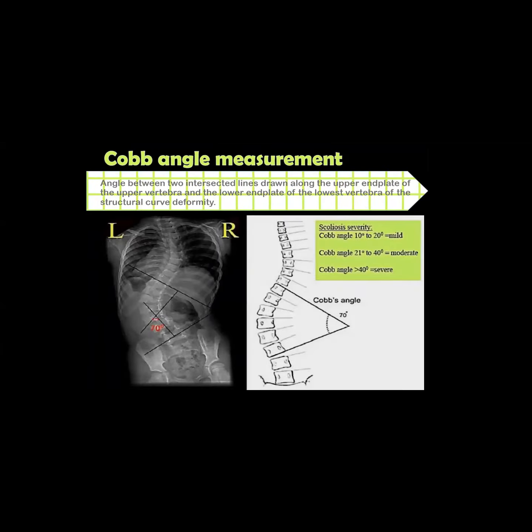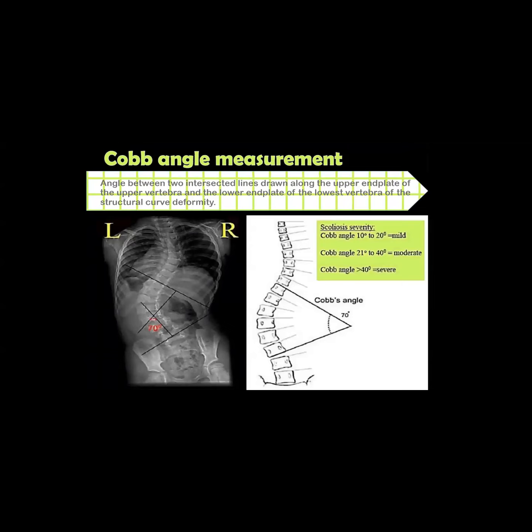Cobb angle measurement. The Cobb angle is the angle between two intersected lines drawn along the upper end plate of the upper vertebra and the lower end plate of the lowest vertebra of the structural curve deformity. Scoliosis severity: from 10 to 20 degrees is mild, moderate is from 21 to 40, and more than 40 is severe.